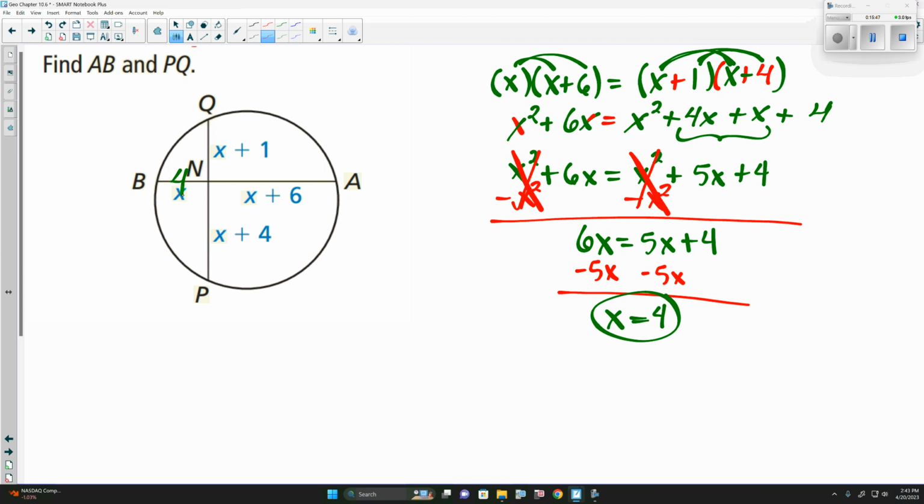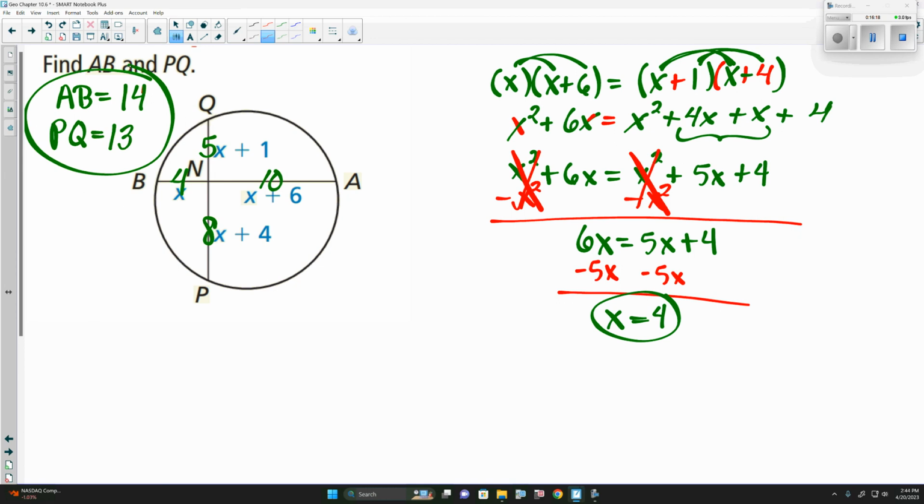NA would be 10, because 4 plus 6 would be 10. QN, 4 plus 1 is 5. And 4 plus 4 is 8. So AB, the length from A to B, would be 14. And the length from P to Q is 13.